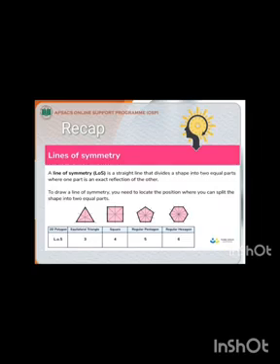Let's watch an interesting video for the reinforcement of line of symmetry.